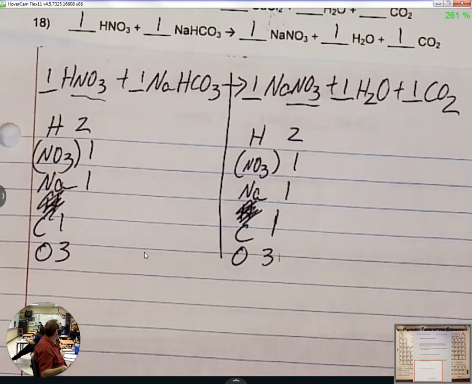Not always. Sometimes these are already balanced, but see, we verified it. We know for a fact it's already balanced, and we didn't know that just to look at it a minute ago. So we have not wasted our time here.